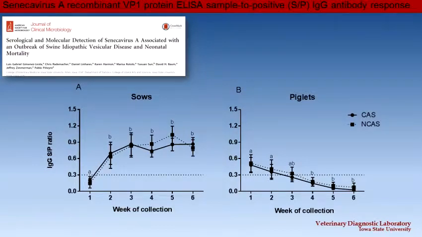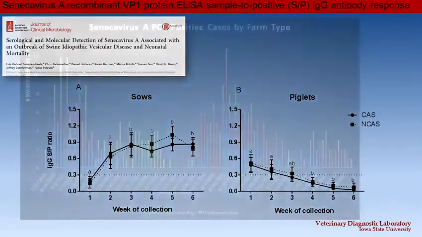And the piglets, they have a decay in antibodies that goes 4 or 5 weeks after they're born. So this is really consistent with maternal antibodies. So perhaps they get antibodies through the sows and they clear up the antibodies in 5 weeks post-birth.